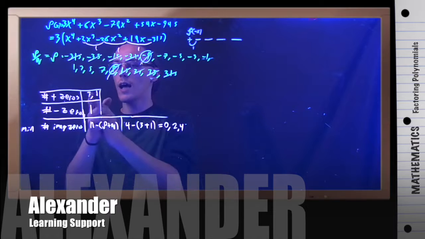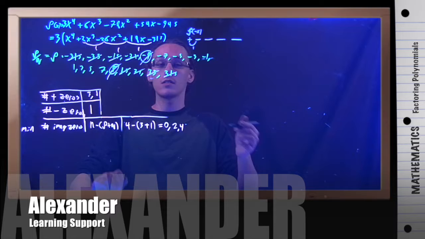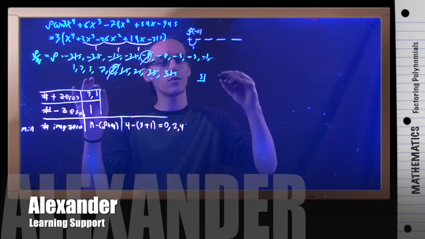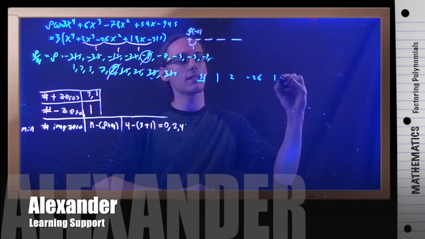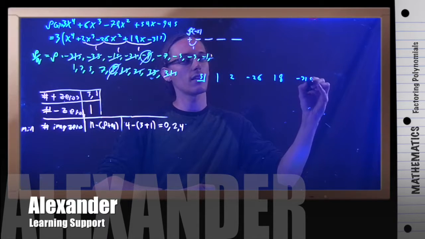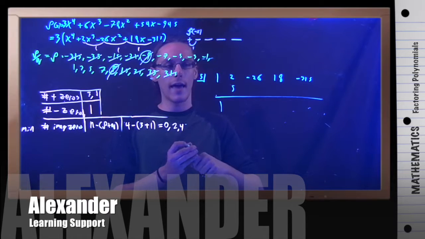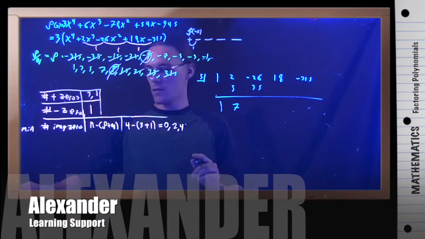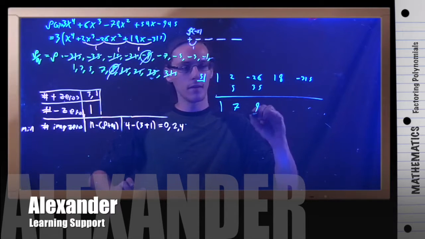So now that I've done this, I'm going to pick some positive zeros and do synthetic division. I'm just going to pick 5 and see what happens. So 5, and I'm going to divide that into my polynomial. So 1, 2, negative 26, 18, negative 315. Bring down the 1. 1 times 5 is 5. Add those, I get 7. 7 times 5 is 35. 35 minus 26, that's going to give me 9.